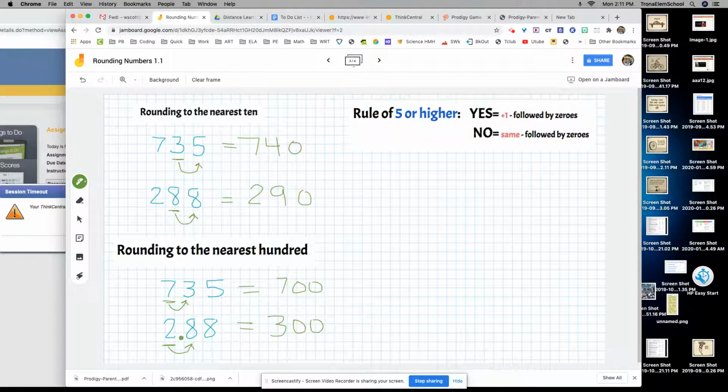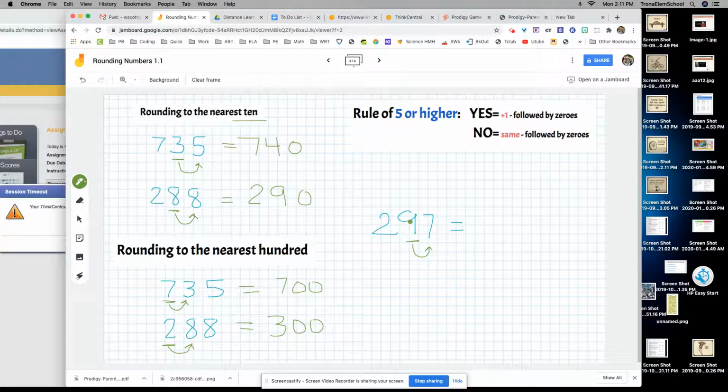Now there are cases when you're rounding to the nearest 10 and rounding to the nearest 100, and you'll get the same number. So for instance, let me give myself a new number. I'm going to do 297. Right? And the first one I'm going to round to the nearest 10. So rounding to the nearest 10, it's a 9. And I look to the right. The 7 tells me that my 9 is going to go up.